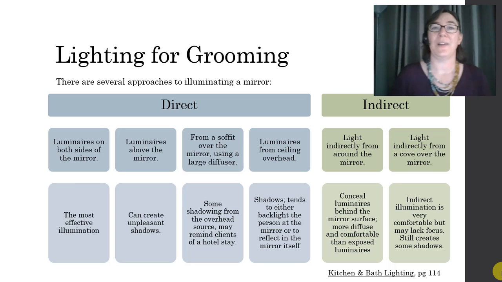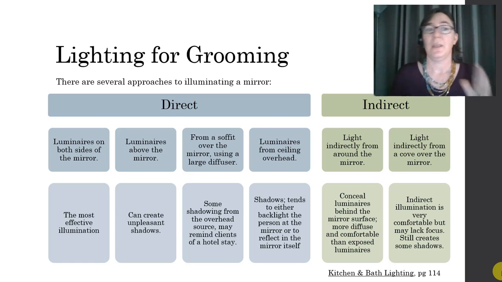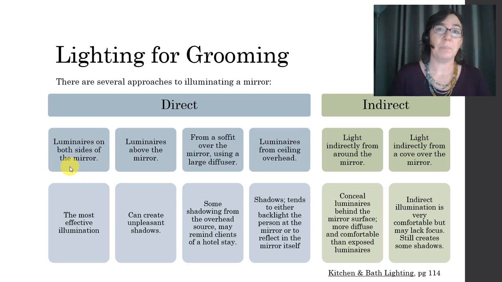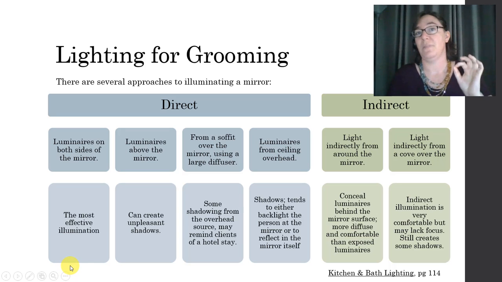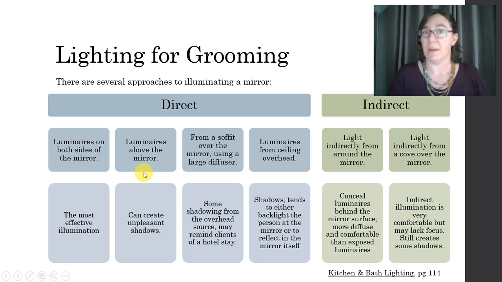So let's talk about some different options for illuminating a mirror in a grooming area. They can fall under the general headings of direct and indirect. When using direct lighting, your luminaires could be located on both sides of the mirror. This is common and it's pretty good practice. This is the most effective illumination. You can also locate your luminaire on the wall above the mirror, and sometimes this can create some shadows. Again, you can still get some of those dark shadows under the nose and the chin area.